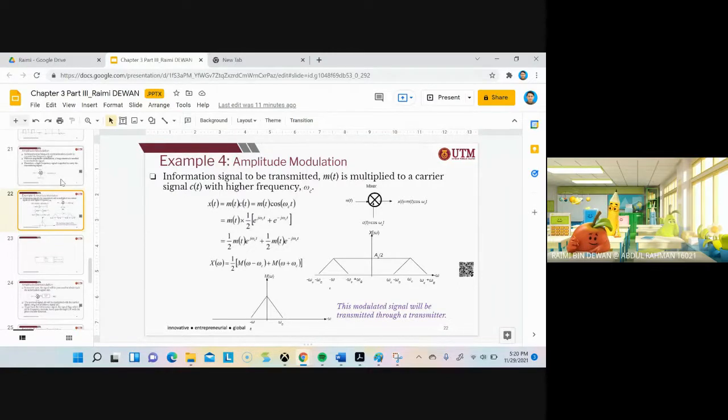So imagine this one is x(t), and your output equals m(t) cos omega_c t. So m(t) is actually the message. Now you don't know yet what your message is, right? And then cos is actually e^(j omega) and so on. Do you know how you get this? Do you guys remember how you get this?